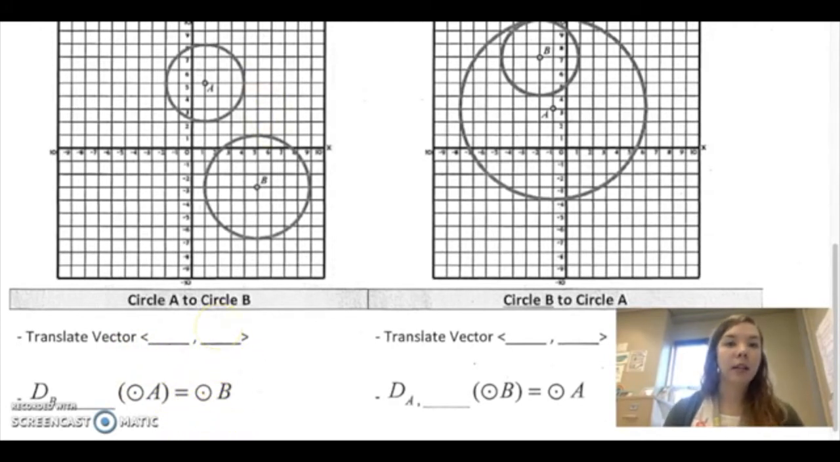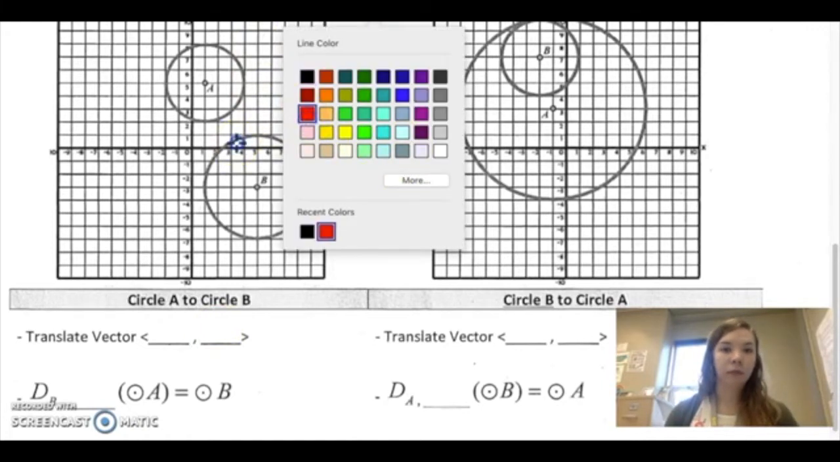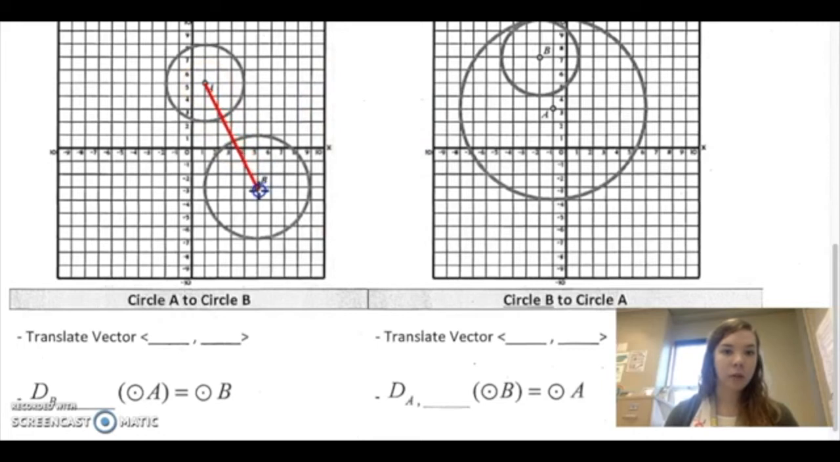So I'm going to connect the center of circle A to circle B. And if I was going to translate this, I would have to go down 1, 2, 3, 4, 5, 6, 7, 8. So my y coordinate is going down 8. And my x coordinate is going right 1, 2, 3, 4. So that'd be a positive 4. 4 to the right, down 8.